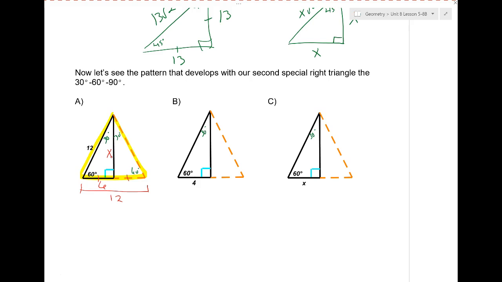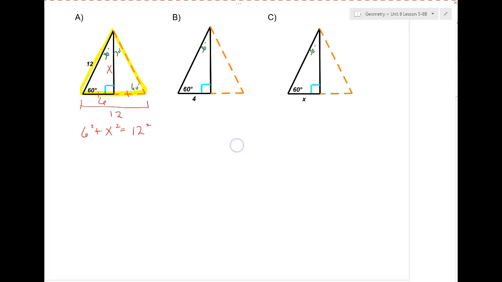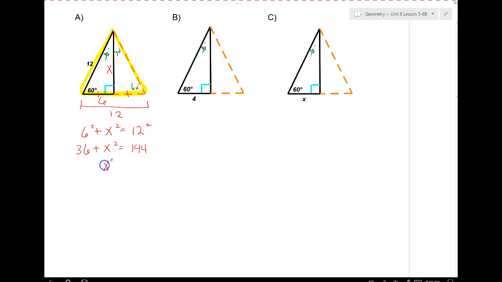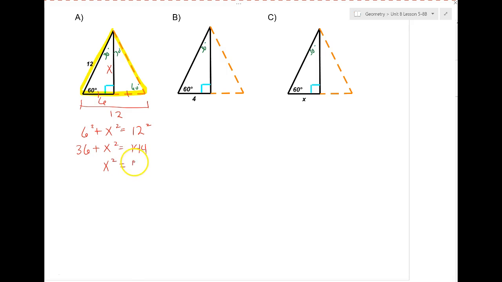You all know the Pythagorean Theorem. Beautiful. So I get here 6 squared plus x squared is equal to 12 squared. I'm going to move that up. So I get 36 plus x squared is equal to 144. Subtract 36 from both sides. x squared is going to equal 108.